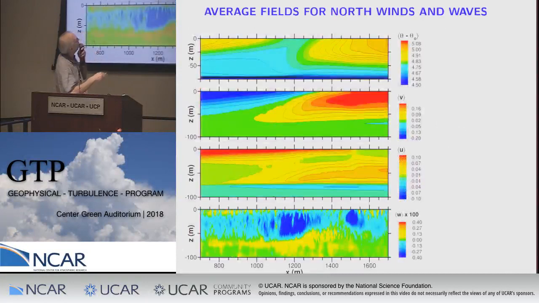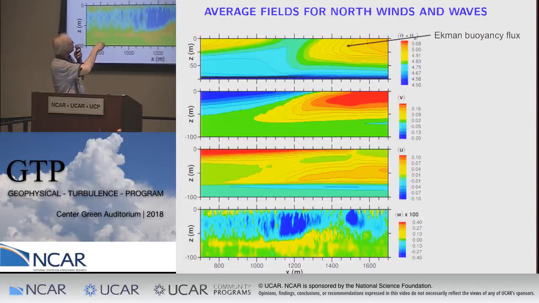Okay. Four panels. Here's theta. Here's the currents in and out of the page. Here's the currents this way. And here's the downwelling. Each one of them has a wave effect. This horizontal current is affecting cold water over warm water. Get unstable stratification. Didn't happen in any of the other calculations.